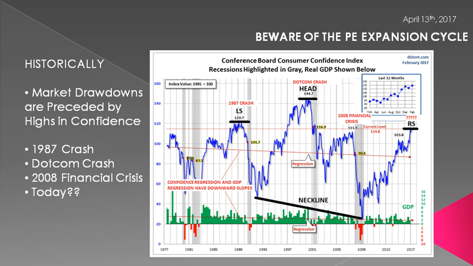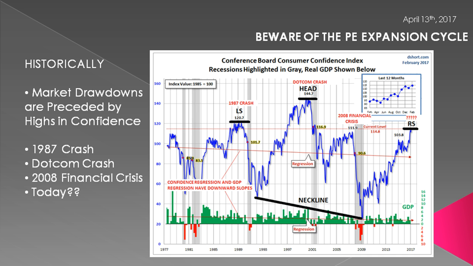This is a long-term chart of consumer confidence, which I have annotated. You will notice the head and shoulders pattern that I have labeled. Major market bubbles occur at each of these tops. If you don't want to call them bubbles, as the Fed refuses to, then minimally we can call them periods of unusually high consumer confidence.